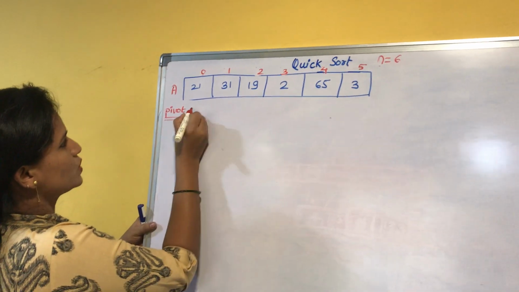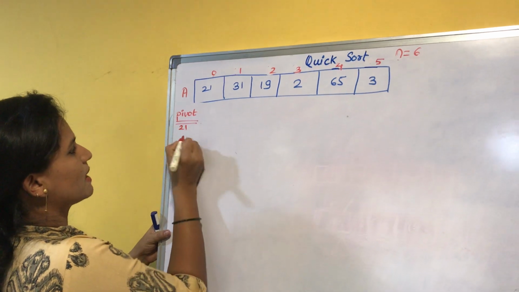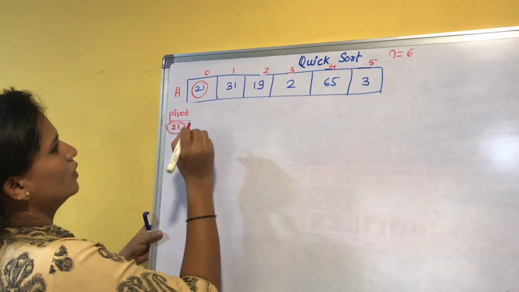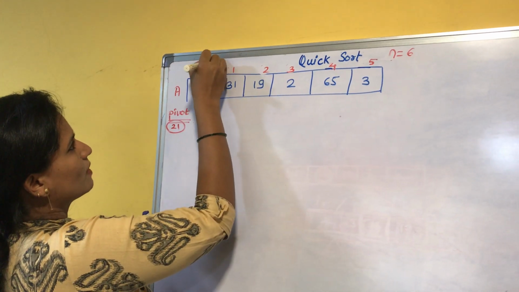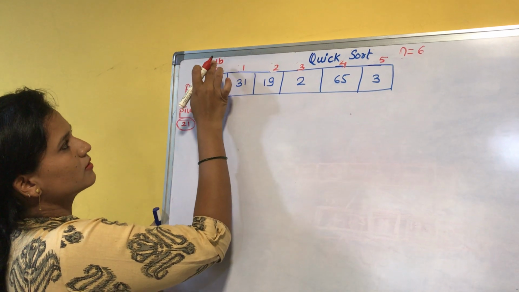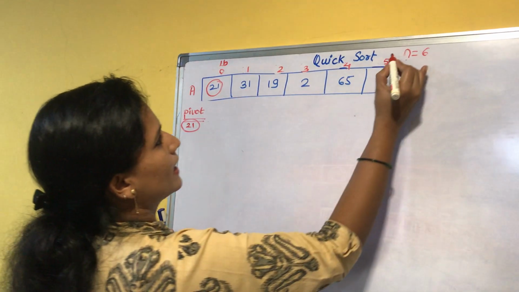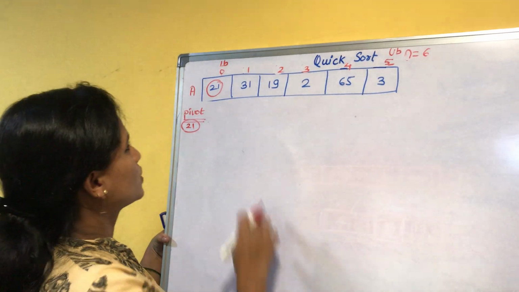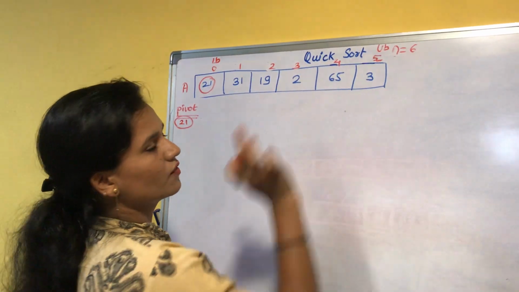Pivot element: suppose I choose 21 as the pivot element. This is my pivot element, the first element. Now we'll take two more variables, lower bound LB, which will point to the first or initial index, and upper bound UB, which will point to the final index. So here LB is 0 and UB is 5.